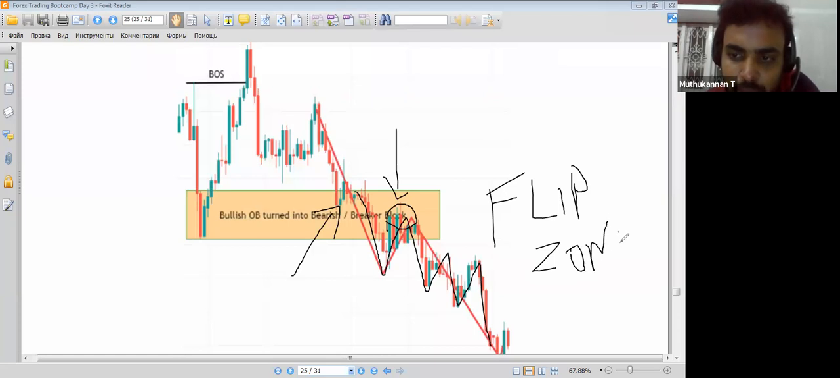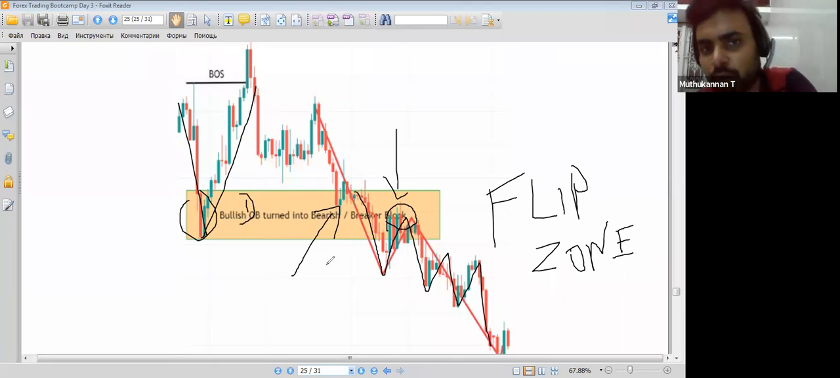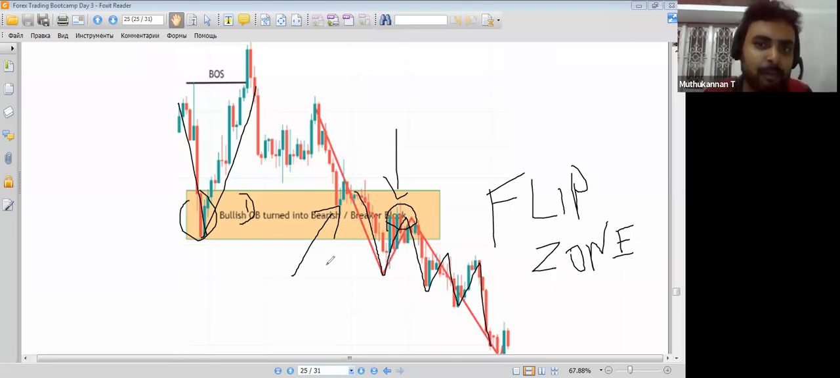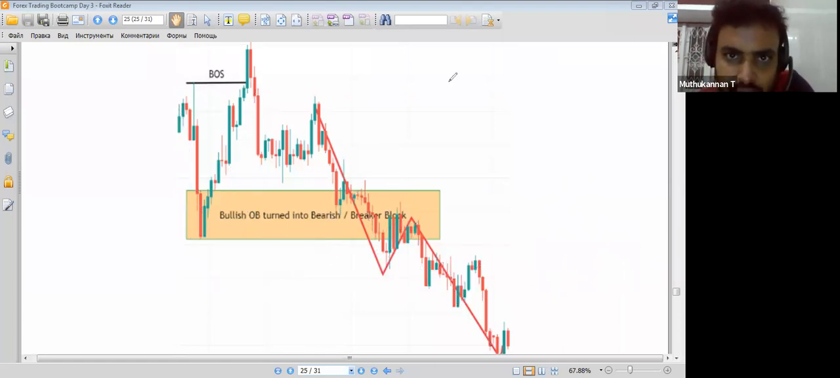If you refer to yesterday's PDF, you would know that. Okay, now this is my drop, a base, a rally, right? And this is my demand zone. My demand zone has failed. Now it has become a flip zone, which means demand flipped into a supply zone. It flipped into a supply zone. Okay, right?